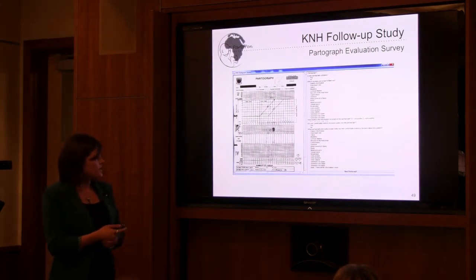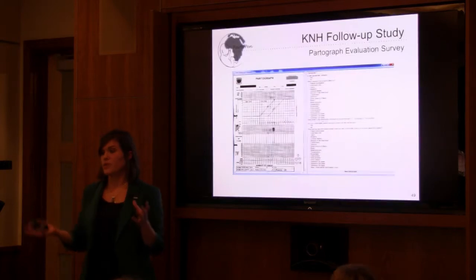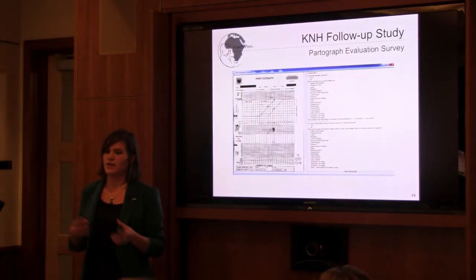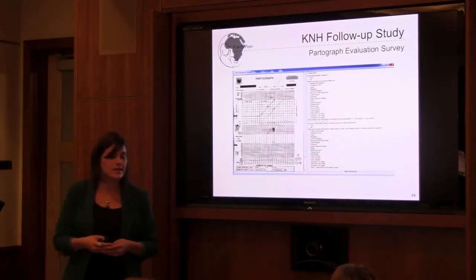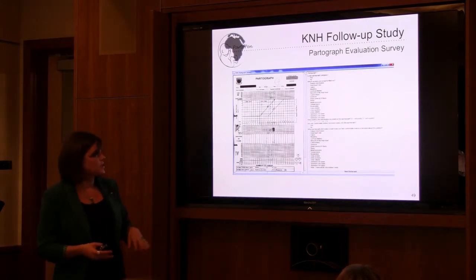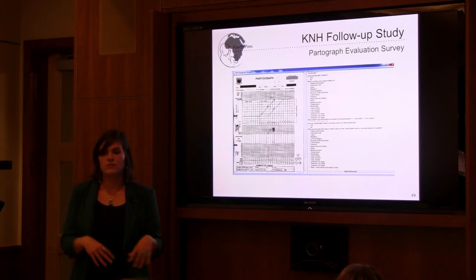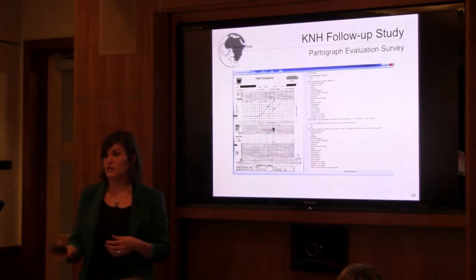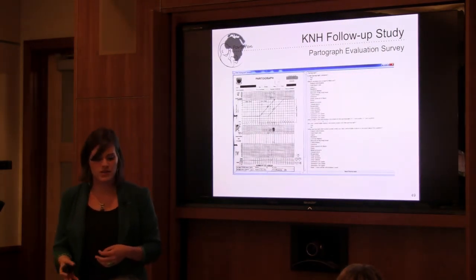On the left, you see an anonymized Partograph taken from the sample of Partographs that were collected during the August maternity ward studies. And then on the right, you see a bunch of survey questions, asking the nurses what sections are properly filled out, which sections would you need to be filled out to feel comfortable making patient care decisions, et cetera.